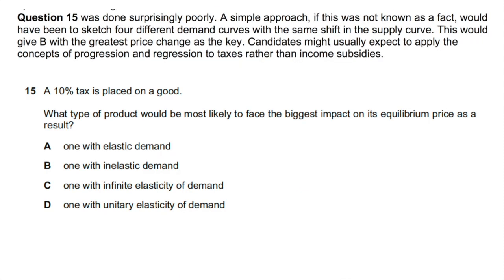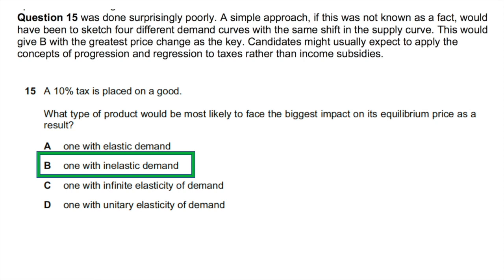A 10% tax is placed on a good. What type of product would be most likely to face the biggest impact on its equilibrium price as a result? The correct answer here is B, one with inelastic demand. Let's understand why. Question 15 was done surprisingly poorly.